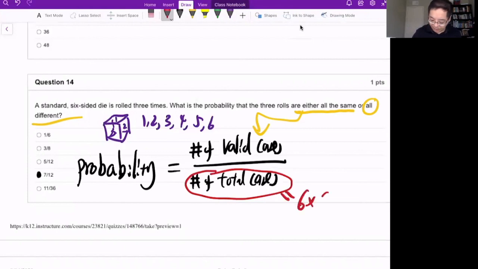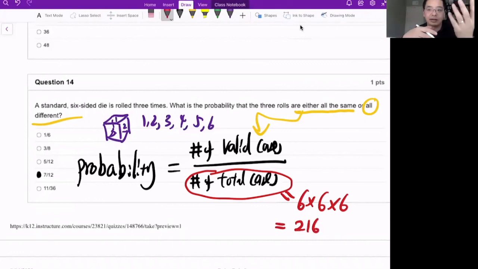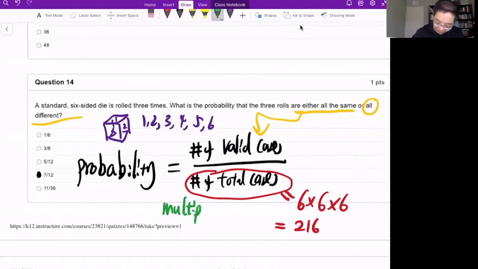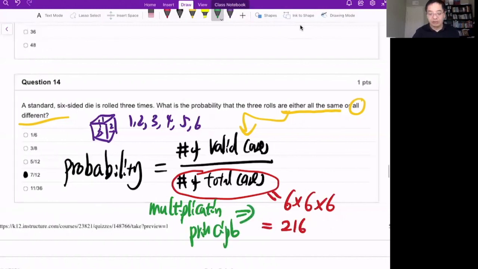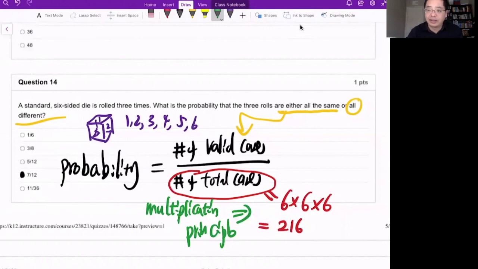All right. Now the number of total cases is just 6 times 6 times 6, right? It's just by the multiplication principle. So what we have is 216. Since the first time you have 6 possibilities, the second time you have 6 possibilities, and the third time you have 6 possibilities, by the multiplication principle you just multiply together. Right? So here we just use, again, our favorite multiplication principle, all right?